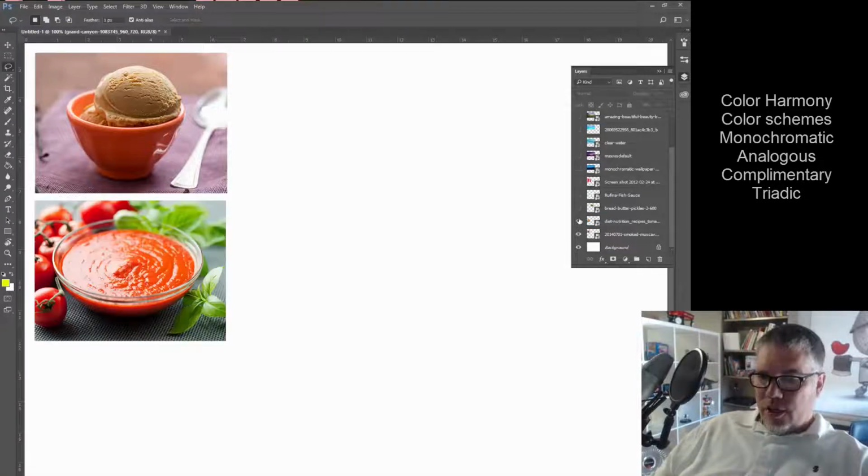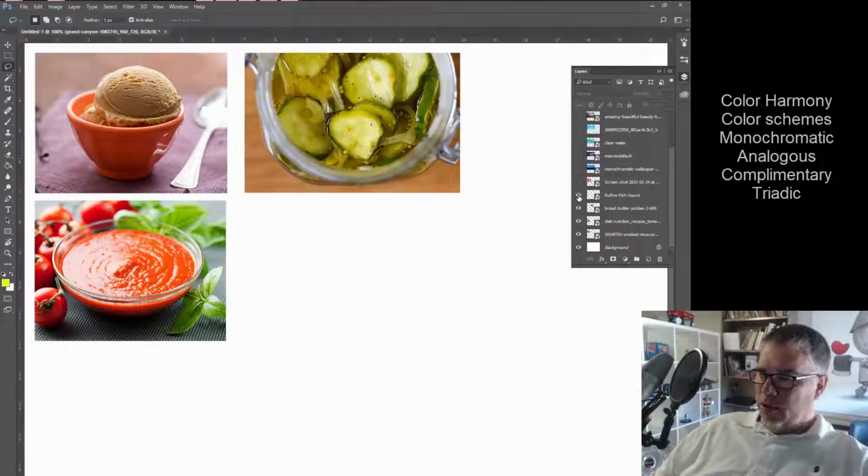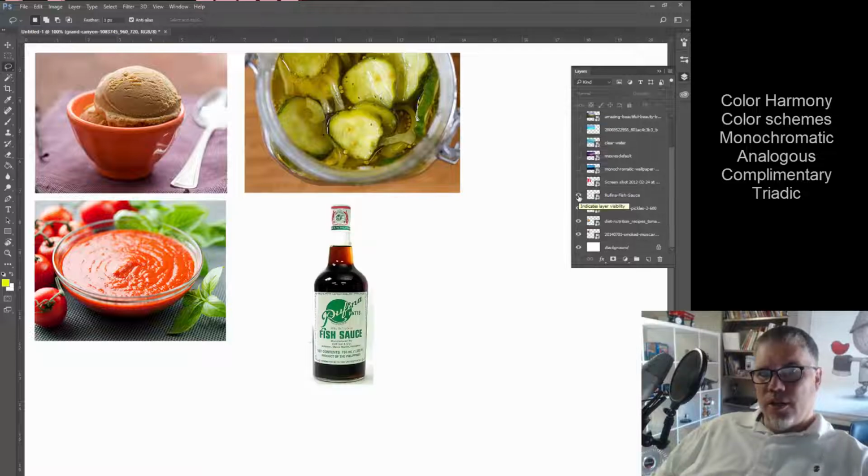So if you had some ice cream, would that go really well with tomato sauce? Probably not. What if we threw some pickles in there and some fish sauce, right? Those are foods, or tastes and flavors, that don't really go together. So the opposite would be flavors that do go together, right?